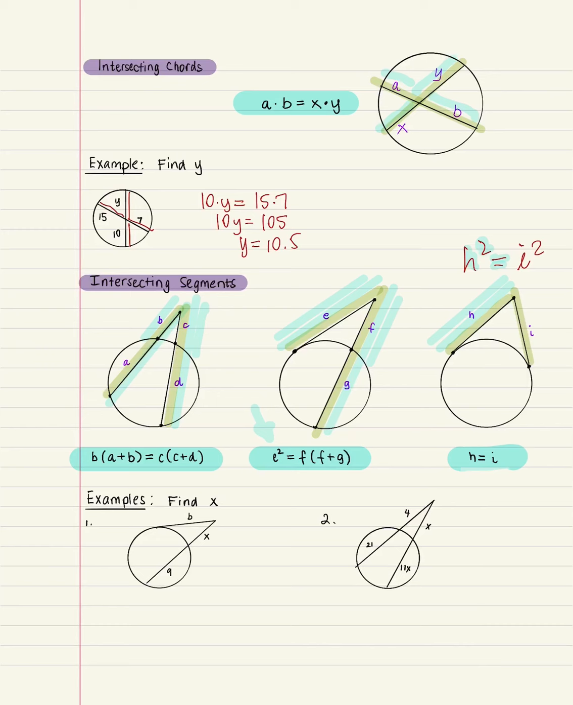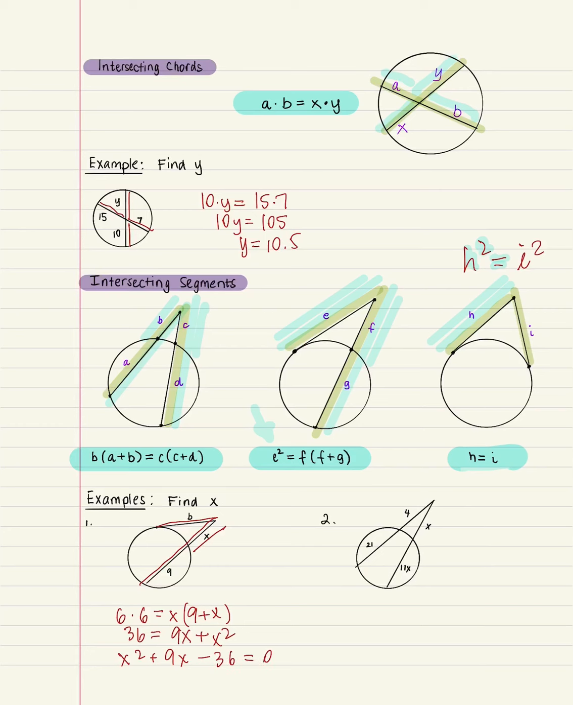Okay, so in the first case, I have a tangent with length of 6, okay, and the part that sticks out is also 6, and that has to equal the length of this segment, which is 9 plus x, times the part that is on the outside, which is x. Okay, so this gives us 36 is equal to 9x plus x squared. This is a quadratic equation, so we're going to get everything to one side and make it equal 0.